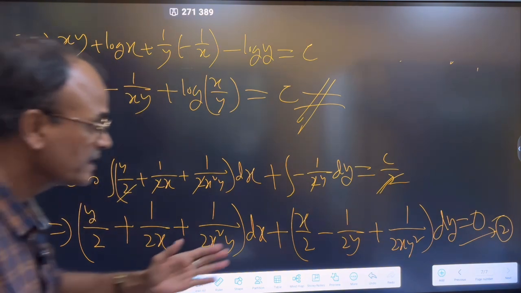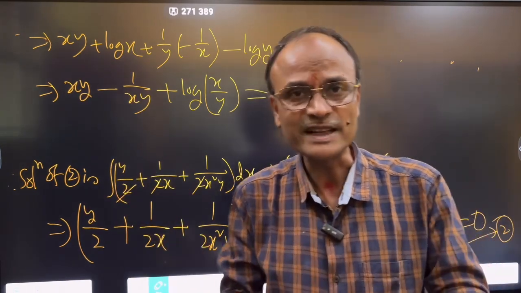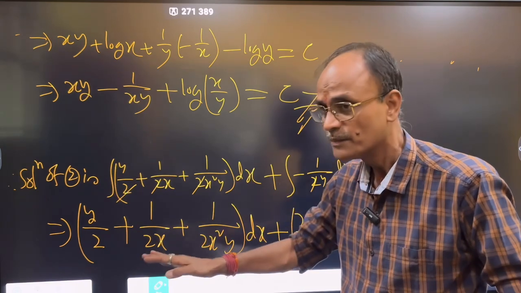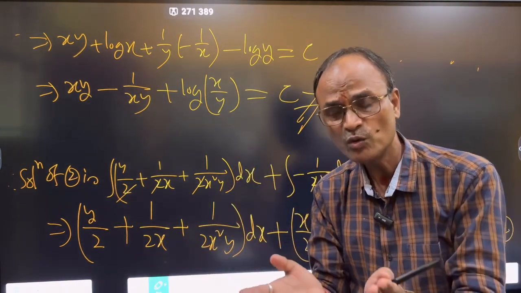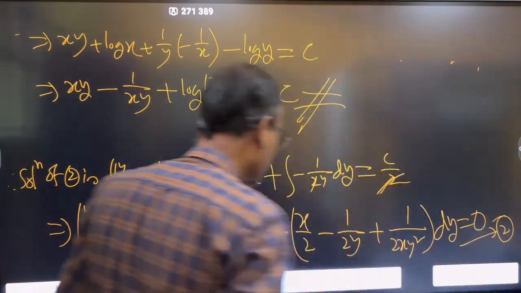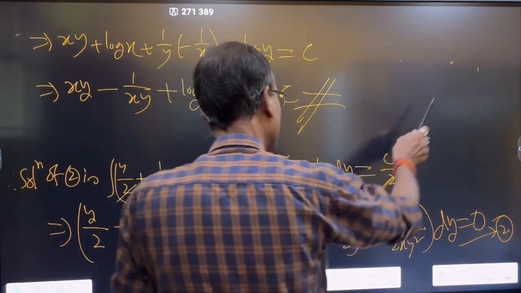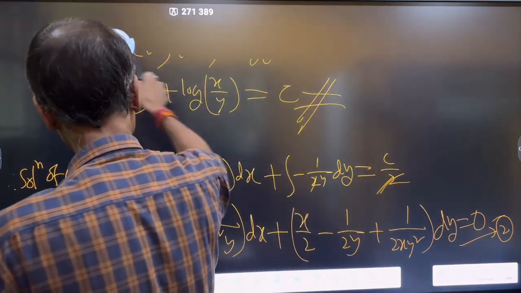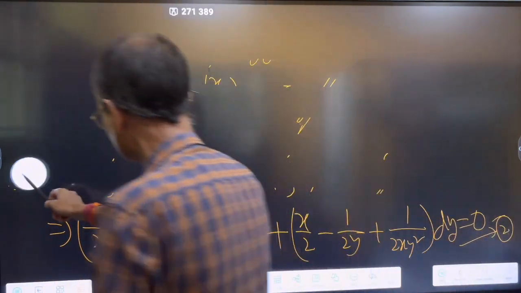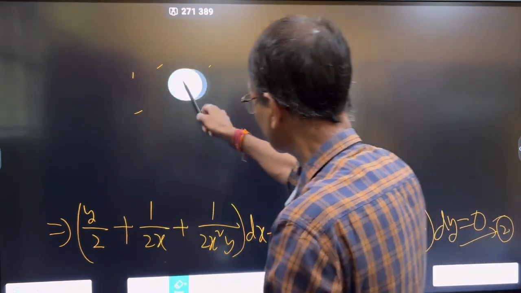Now, alternatively, since equation 2 is an exact differential equation, it can be expressed in the form du equal to 0. This means you can solve equation number 2 in an alternative way also. Alternatively, let me write here, solve the equation number 2.